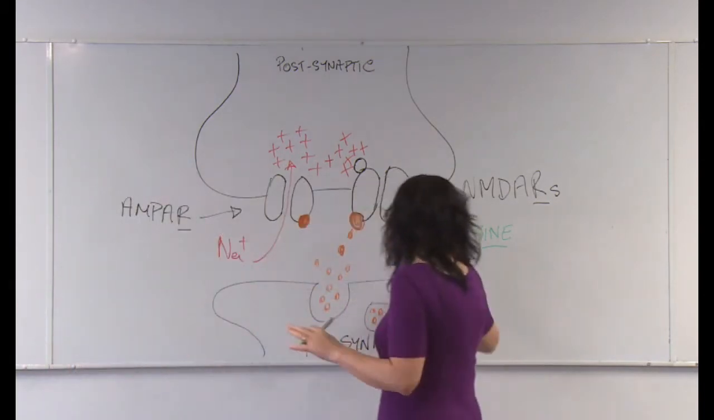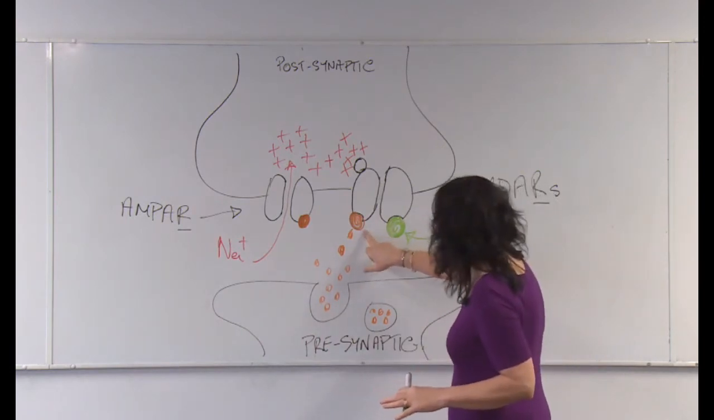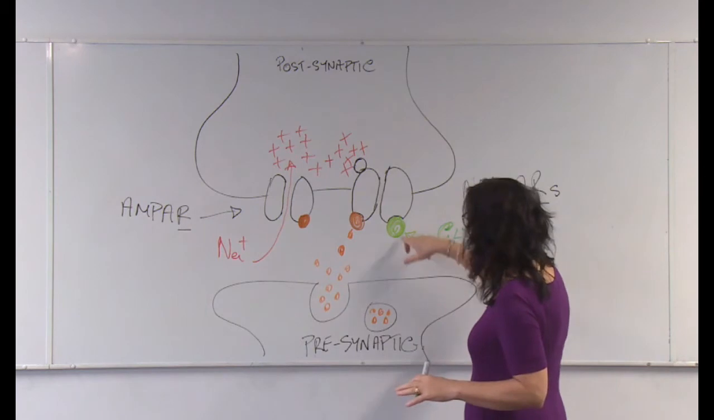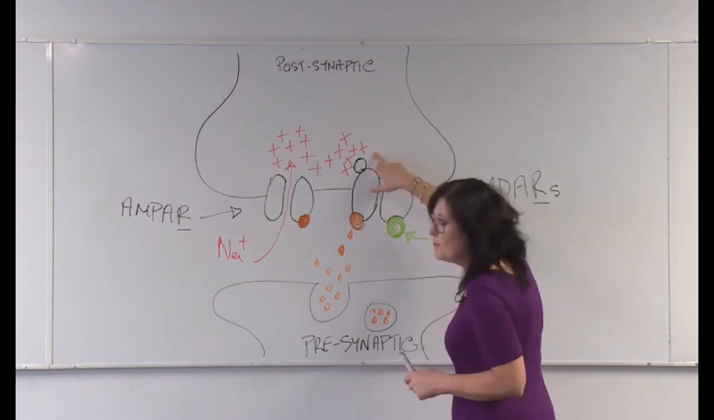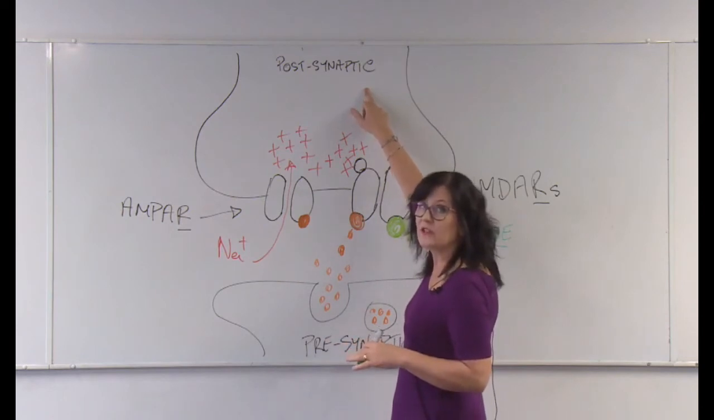Glycine is just an amino acid. It floats around the synaptic cleft. It's got nothing better to do. So when all of these things happen, it also binds. So we've got glutamate binding, glycine binding, and depolarization within the postsynaptic neuron.